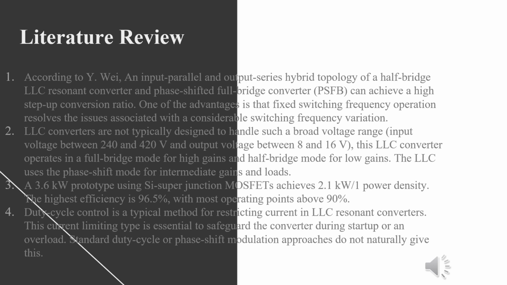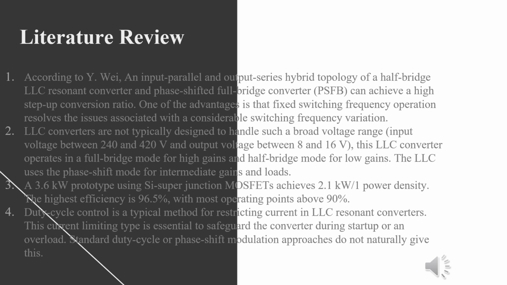Literature review. According to Young Wei, an output parallel and output series hybrid topology of a half-bridge LLC resonant converter and phase-shifted full-bridge converter can achieve a high step-up conversion ratio. One of the advantages is that fixed switching frequency operation resolves the issues associated with a considerable switching frequency variation. LLC converters are not typically designed to handle such a broad voltage range, input voltage between 240 and 420 volt and output voltage between 8 and 16 volt.